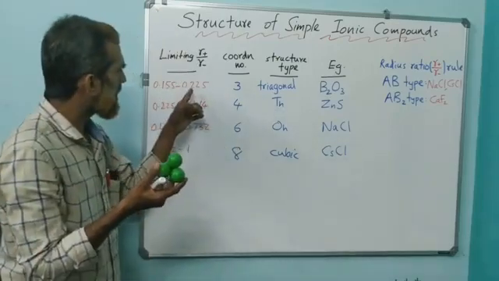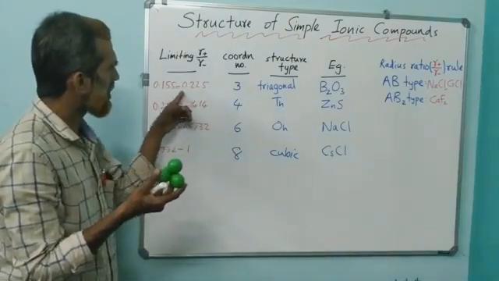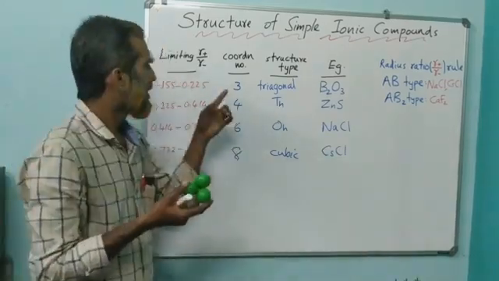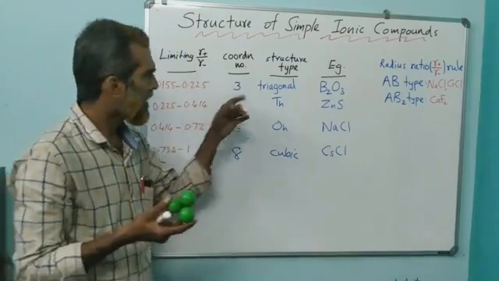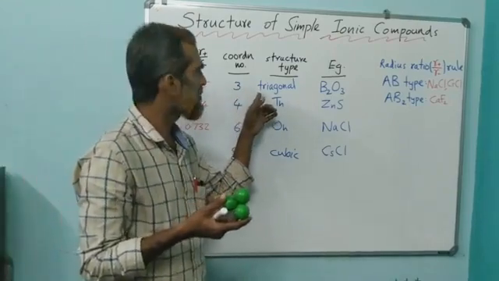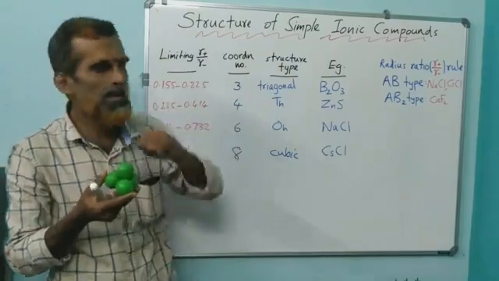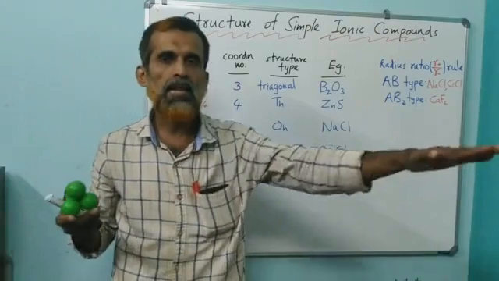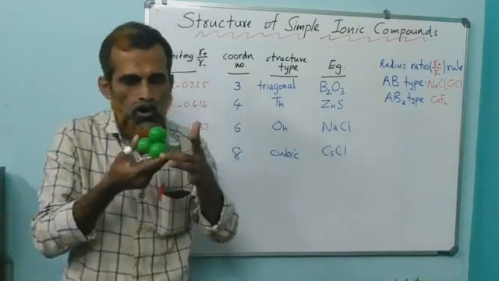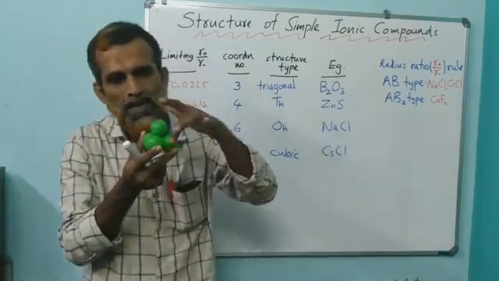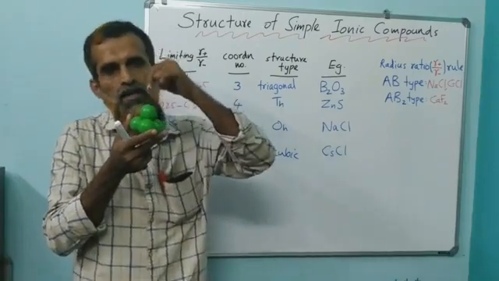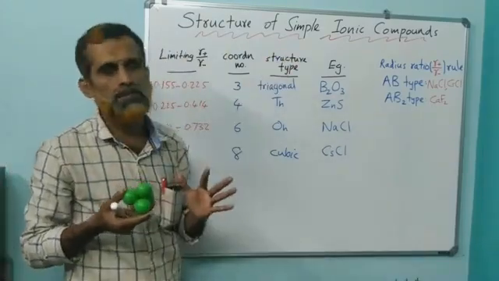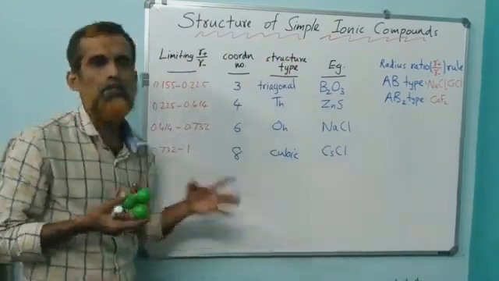Okay, so if the radius ratio is below this or coming in within this range, that will give a coordination number of 3, and the geometry, the structure type, is trigonal planar. The example is B2O3, which has a layered structure. So 3 oxygen atoms make up the close packing, and boron will reside at the center of it. That's not very significant for us. The remaining 3 are important.